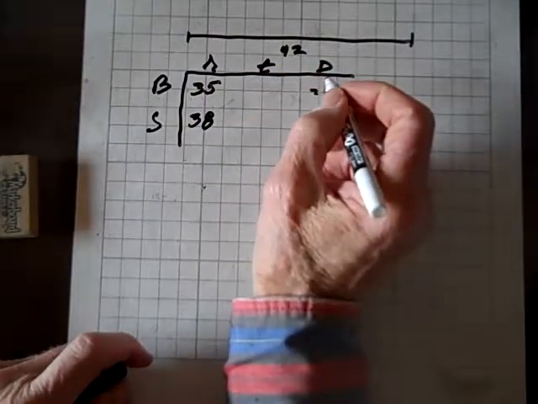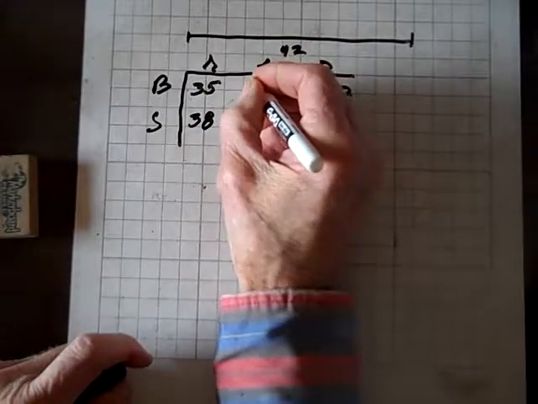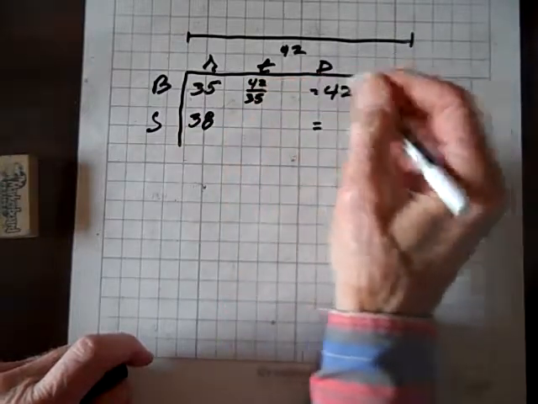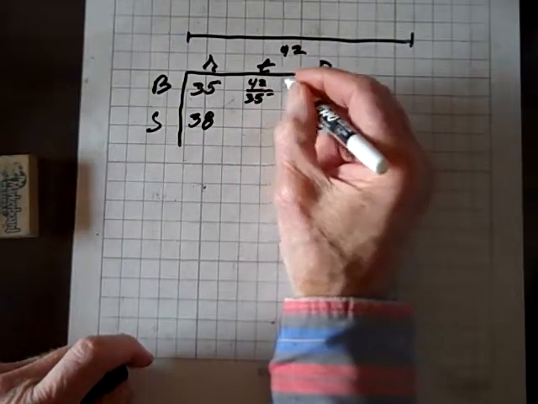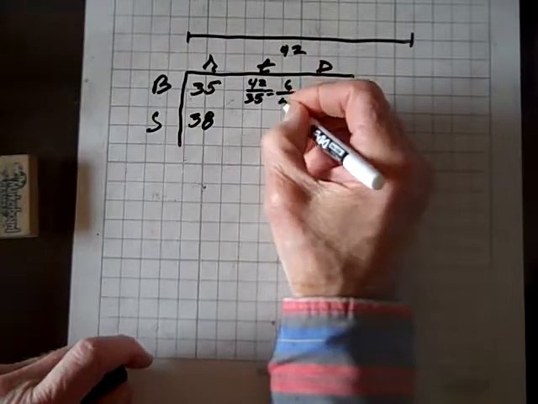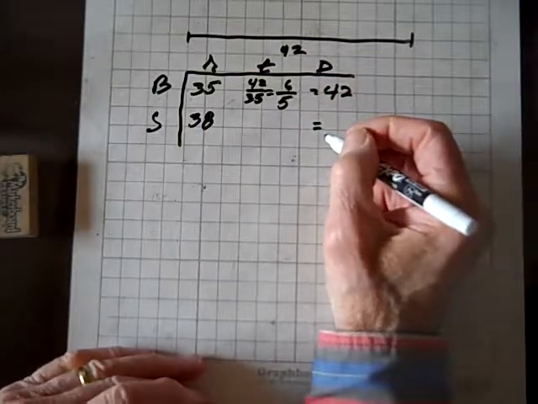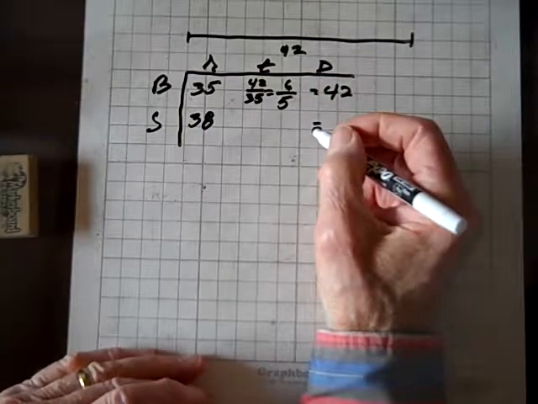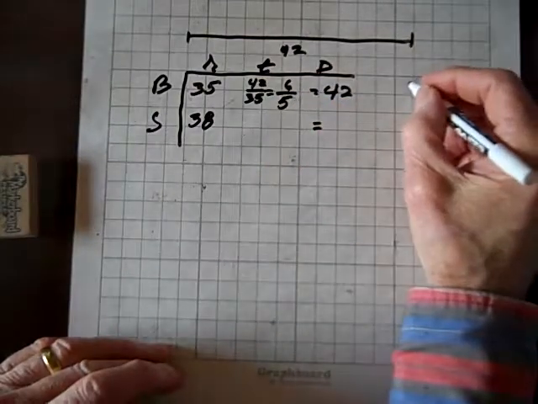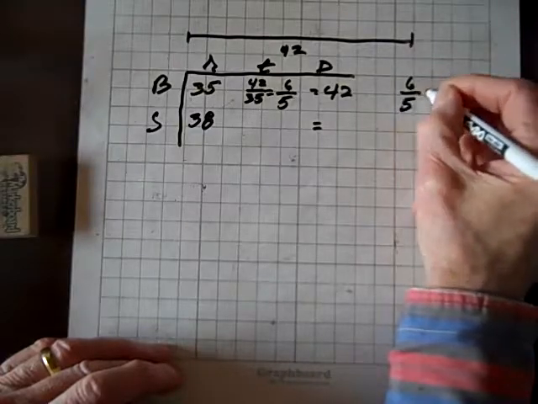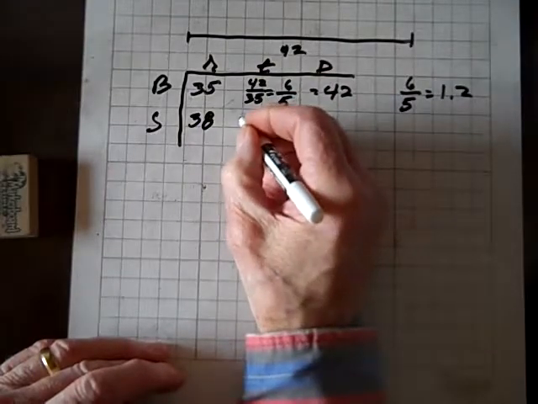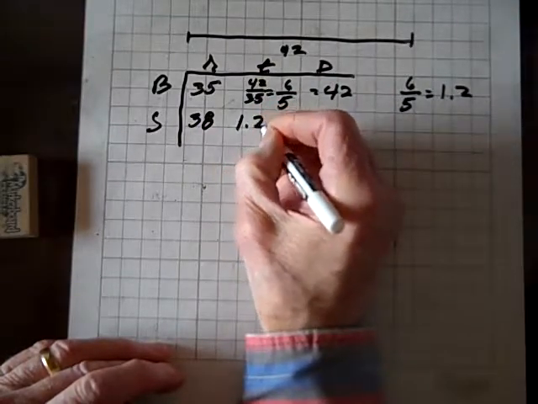we know that time equals distance over rate, so that's 42 divided by 35, and that reduces, by the way. 7 goes into 42 6 times, and 7 goes into 35 5 times. So now we know that this is the time it takes. And by the way, 6 divided by 5 equals 1.2. So the time that Spot is traveling is 1.2 hours.